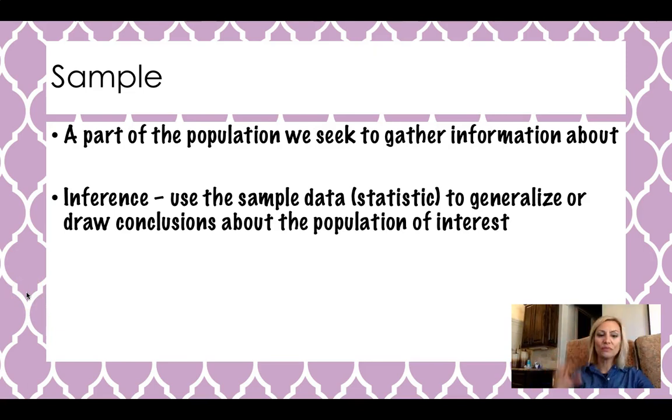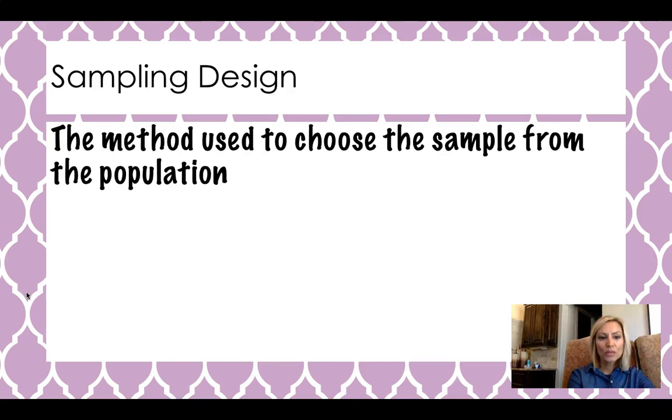When we take a sample, this is a subset or part of the population that we're trying to gather information about. And then we're going to use inference later in this course to use that sample data, the statistic that we've calculated, to generalize or draw conclusions about the population of interest based on our sample. So it's very important that our sample is a good representation of the population so that we are able to accurately predict or infer something about our population. So it's important that we really study how to take a sample and how to set up an observational study effectively. We do this with various methods, and these are called sampling designs.